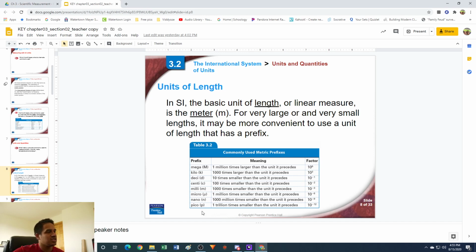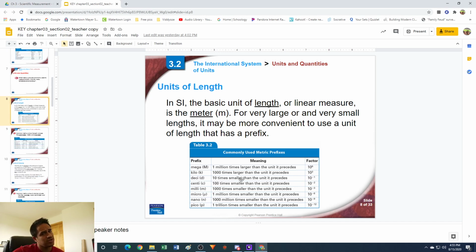Especially in chemistry, the smaller metric prefixes are more commonly used than the bigger ones because we're dealing with little things like atoms. So the small metric ones are much, much more common. You need to know these, okay? Make some flashcards, do something to remind yourself, but this is something that I'm going to expect you to know.